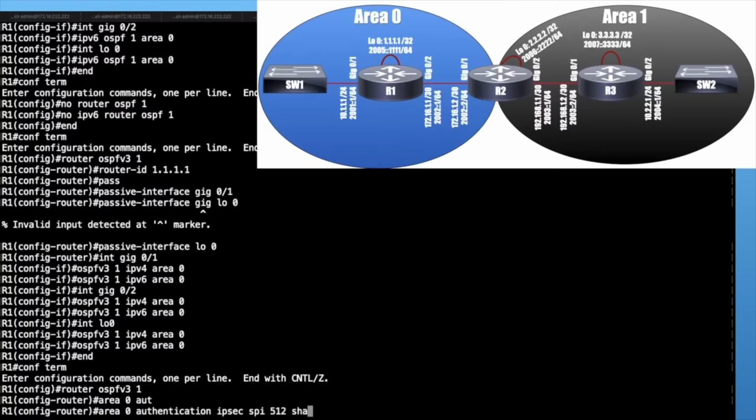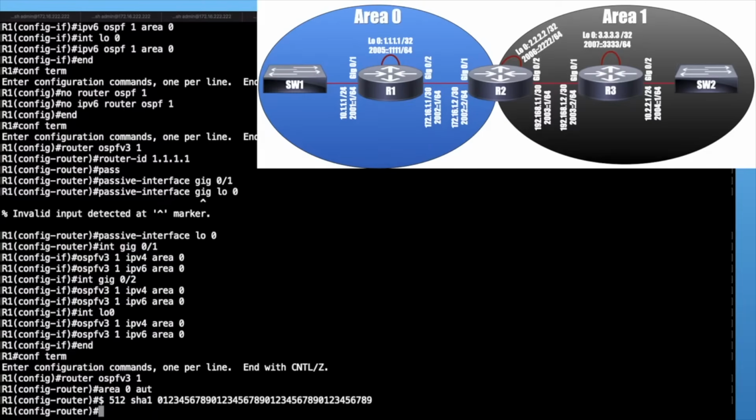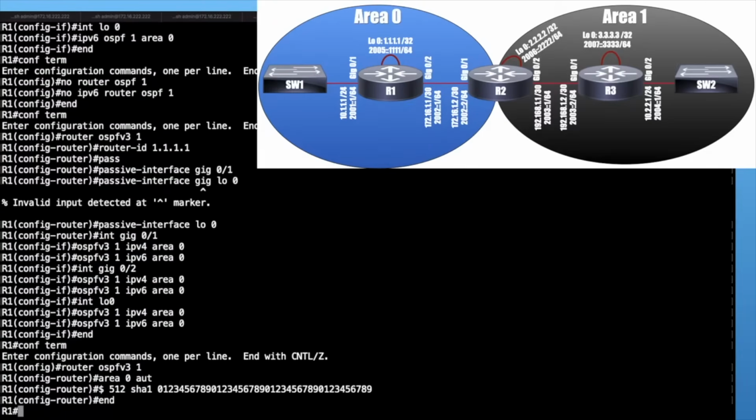And my SHA-1 key is 0, 1, 2, 3, 4, 5, 6, 7, 8, 9, repeated until the key is complete. All right, let's press enter. Hopefully I got those correct. Let's see if I did.